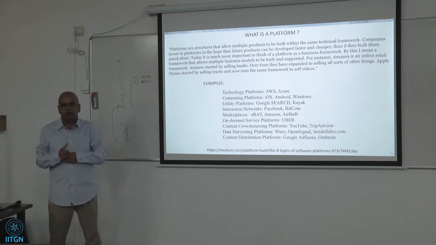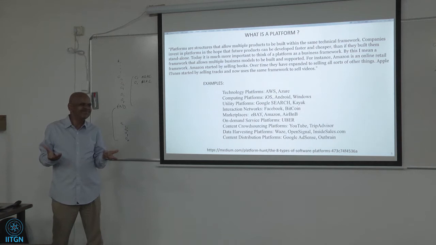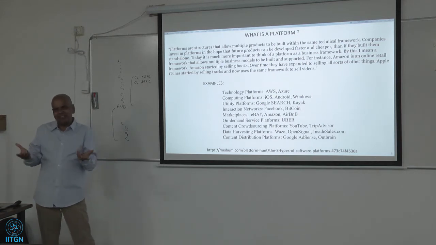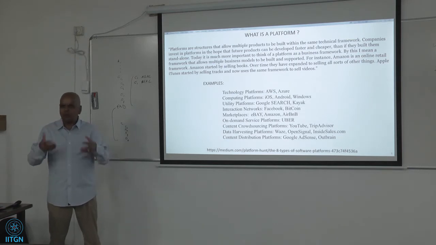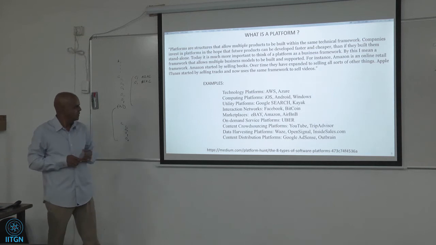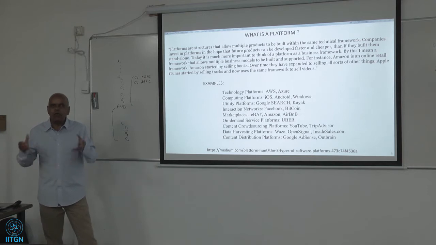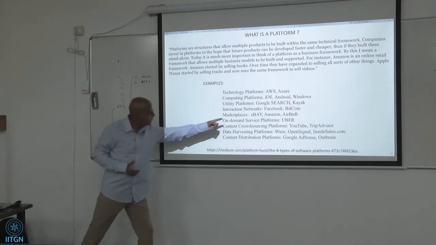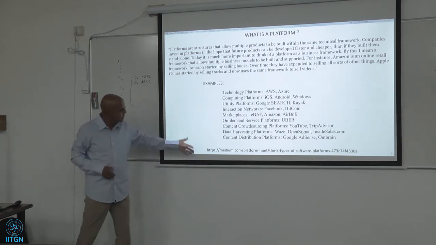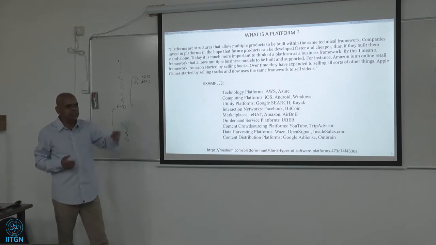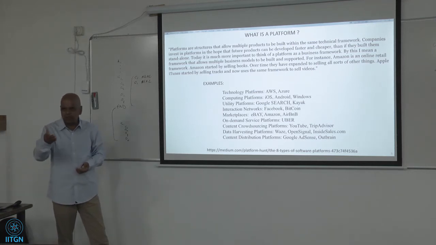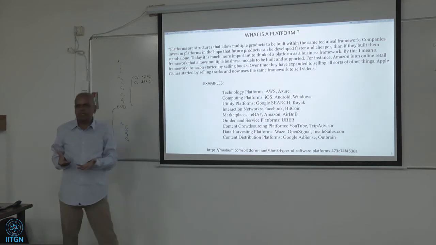Then utility platforms, like Google search. Someone can argue that Google search is also a platform. Someone may say no, it's not a platform, it's a utility. But I'm saying enough so that you can debate in your own mind and decide. Interaction networks, Facebook. Facebook is not a computing platform, nor a technology platform, nor a utility platform. Facebook is an interaction network platform, so to speak. These are types of platforms. Marketplaces: Amazon, buy, sell, eBay, auction, Airbnb. You know about Airbnb? Yeah. They are marketplaces in this region.